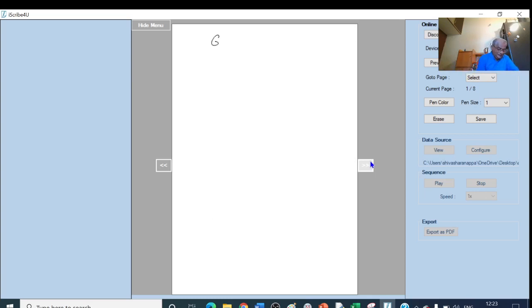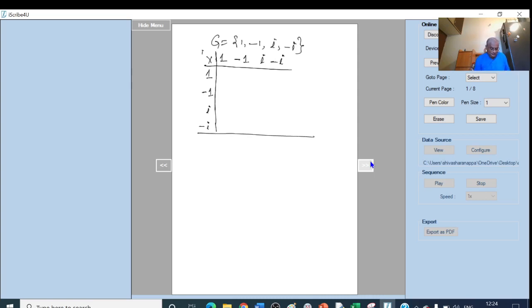So consider here my G equal to {1, minus 1, I, minus I}. Write the composition table. The composition table is, so here I will write 1, minus 1, I, minus I. Here I will write the multiplication. Here 1, minus 1, I, minus I. Okay, this is the composition table.